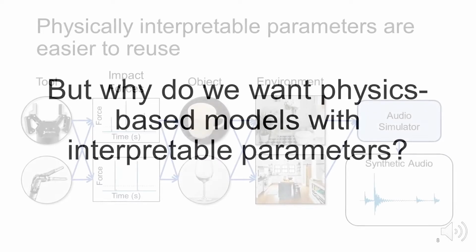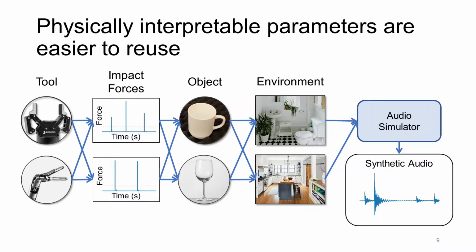But at this point, you may be wondering why we care about physics-based models with interpretable parameters. If we can extract physically interpretable parameters about objects, tools, contacts, environments, etc., we can easily reuse the parameters to extrapolate and simulate new impact sounds using new combinations of parameters about contact conditions, objects, and environments.